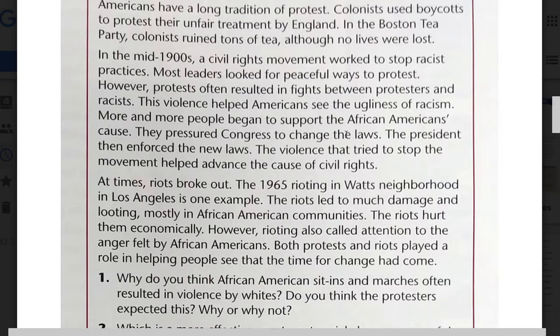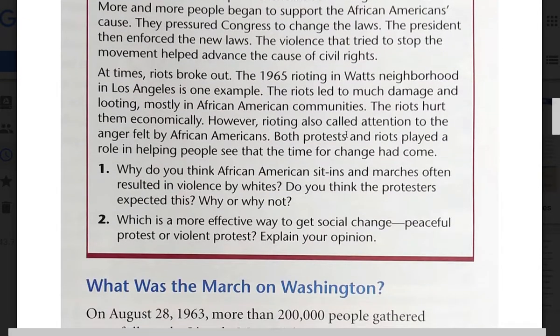More and more people began to support the African Americans' cause. They pressured Congress to change the laws. The president then enforced the new laws. The violence that tried to stop the movement helped advance the cause of civil rights.